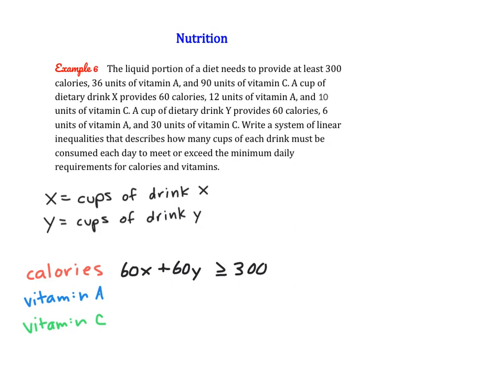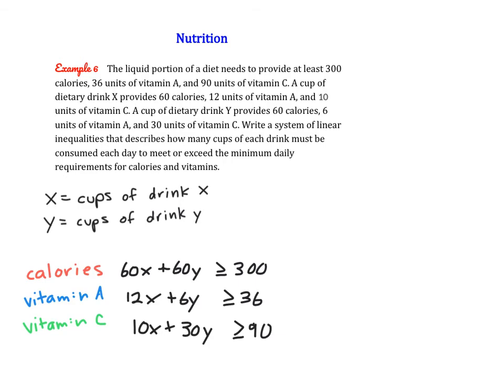Now let's look at vitamin A. So the daily minimum requirement is 36. So when you add them up, they must be greater than or equal to 36. So drink X provides 12 units of vitamin A, and drink Y provides 6 units of vitamin A. So we could say plus 6Y. And then our last one, vitamin C, we have to have at least 90. So greater than or equal to 90. Now part of that comes from drink X, which provides 10 units of vitamin C, so 10X, and drink Y, which provides 30 units of vitamin C.